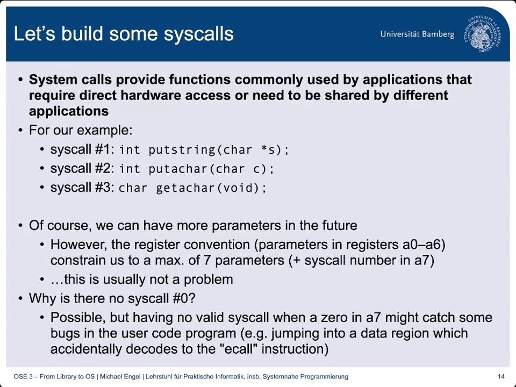So why don't we start with system call number 0? Well, we could do this, but having no valid system call 0 helps when accidentally there's a 0 in register A7. That might help to catch some bugs in user mode code where some programmer forgot to set the system call number or something like that. Or when you jump to a data region which accidentally has the hexadecimal value that corresponds to the eCall instruction. So this is a bit of a safety net, not a lot, but it's pretty common to do it that way.